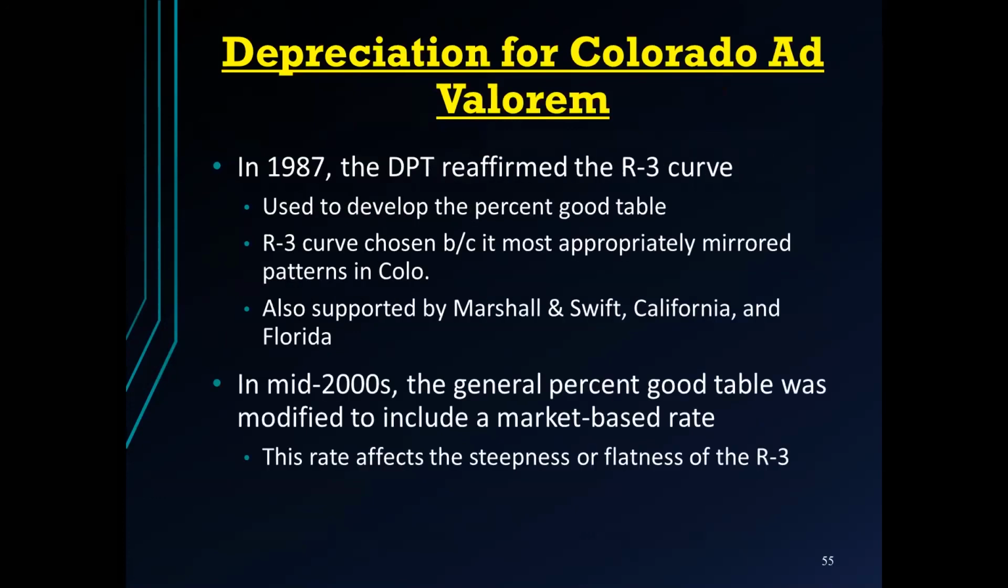In 1987, the DPT reaffirmed the R3 curve. Basically, it looked at it and said, yes, we still think the R3 curve is the right curve to use, and we're going to keep doing that. And it was used to develop a general percent good table.